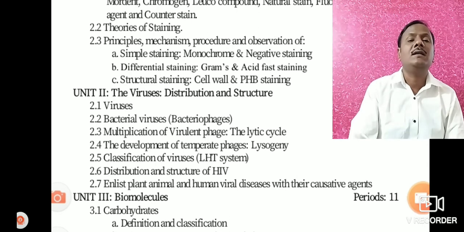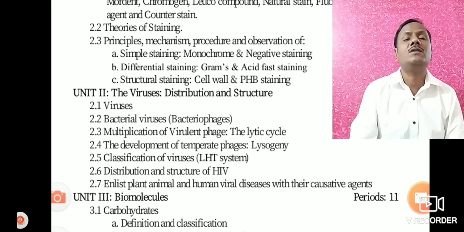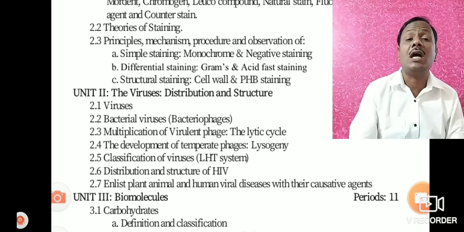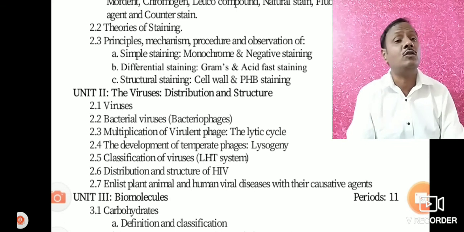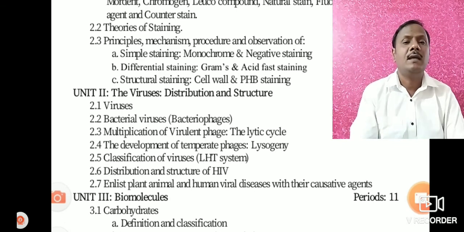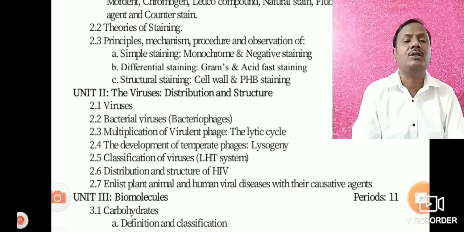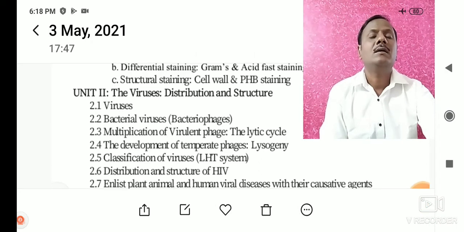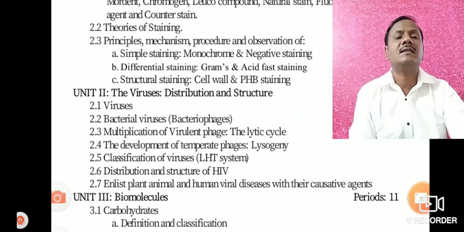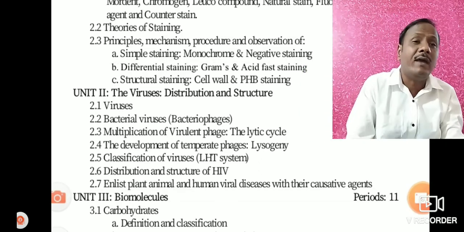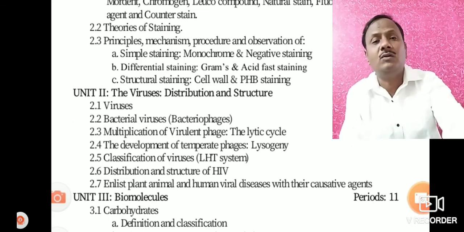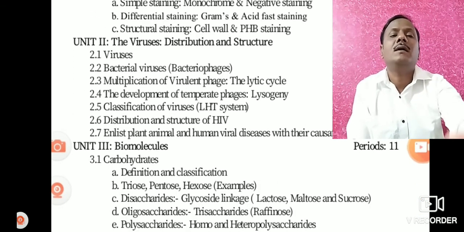After that, we'll see the classification of viruses, the LHT system, because this is one of the worldwide accepted systems. Then distribution and structure of HIV, the human immunodeficiency virus. And after that, we'll see plant, animal and human viral diseases with the causative agent. Just like coronavirus, it is a human viral disease, that also we'll see in the paper.